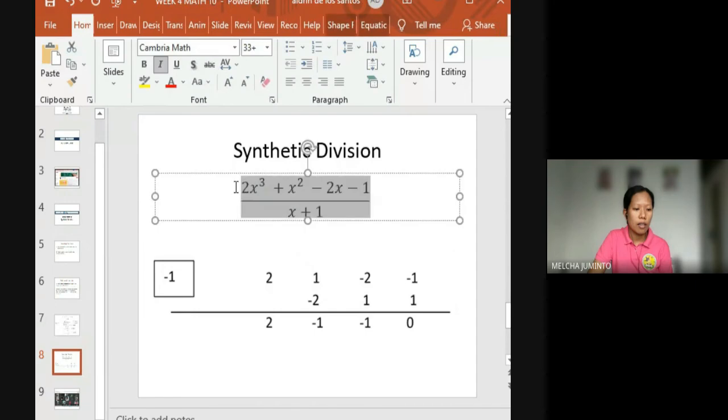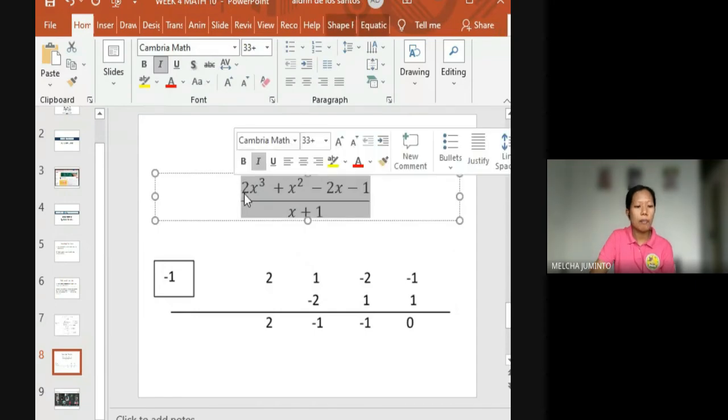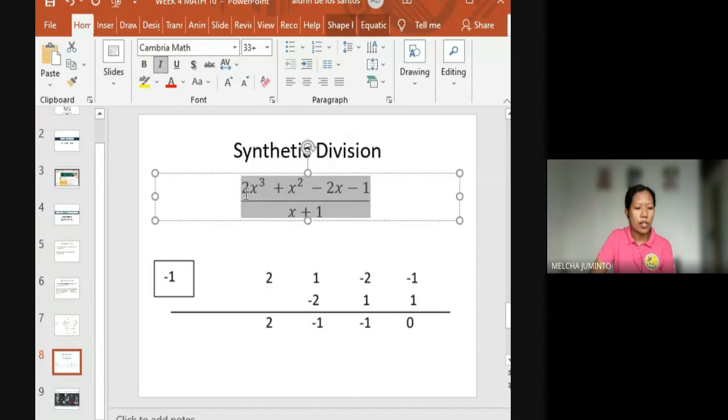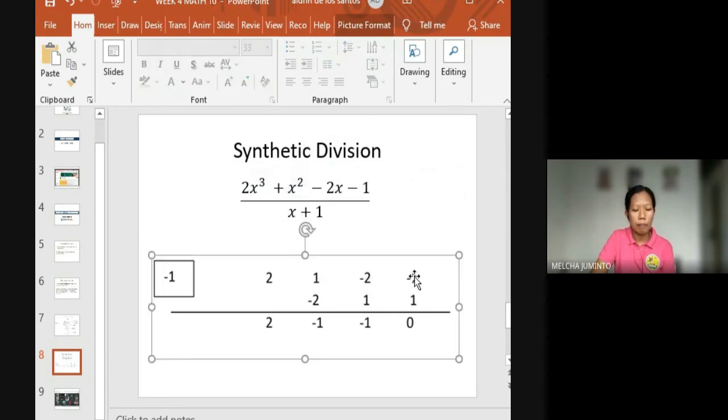And then next step, we get the numerical coefficients of the dividend. We start here. 2 for 2x cubed, the coefficient is 2, so copy 2. For x squared, 1. For negative 2x, negative 2. And the negative 1, the constant. And then, bring down 2. Next step, bring down 2. Multiply 2 and negative 1. 2 times negative 1 is negative 2. Put the product here, second line. And then, add. Addition. 1 plus negative 2 is negative 1.